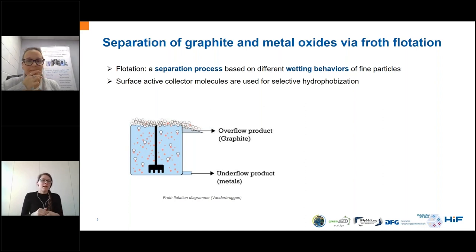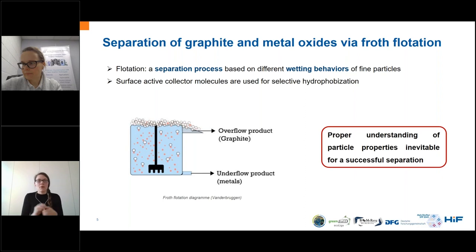Of course, in most cases, especially in mineral processing, the desired material that you want to float is not the one which is hydrophobic. So this is why we have a huge playground of reagents. We use surface active collector molecules, which attach selectively on certain minerals and make them hydrophobic. Because the whole process has a lot to do with surface properties, and also in general for any kind of separation of materials, you really need to understand the particles and the material that you're working with in order to be able to really successfully and effectively separate them.